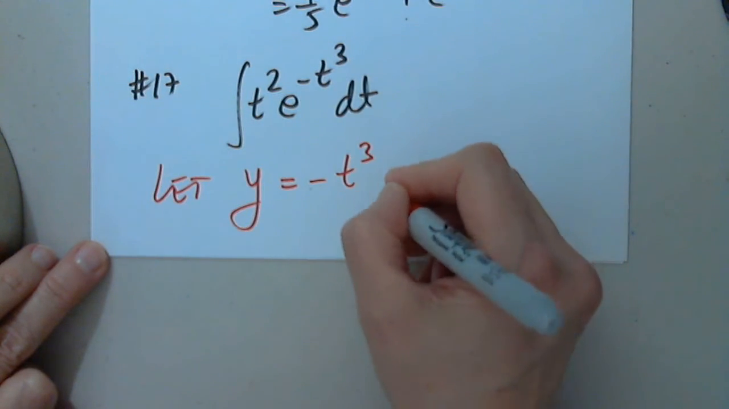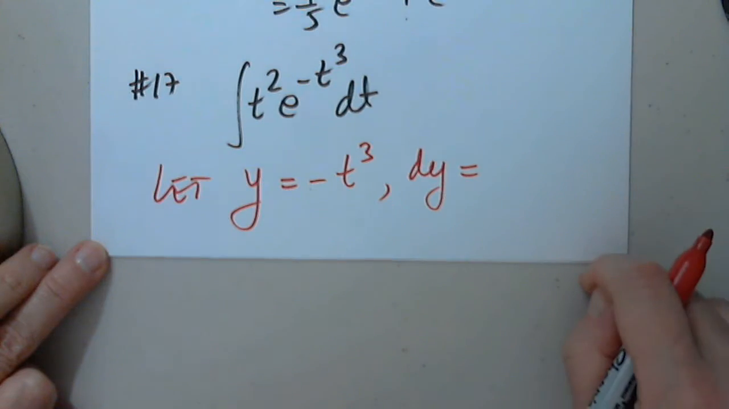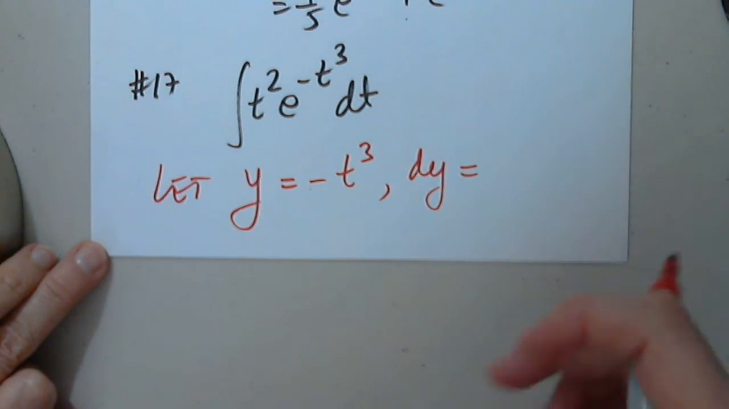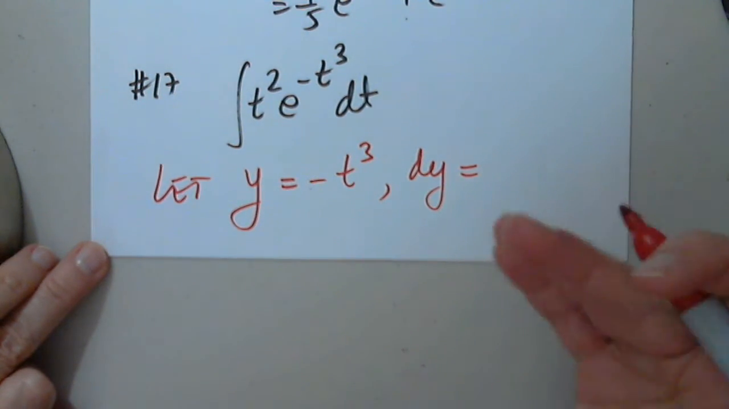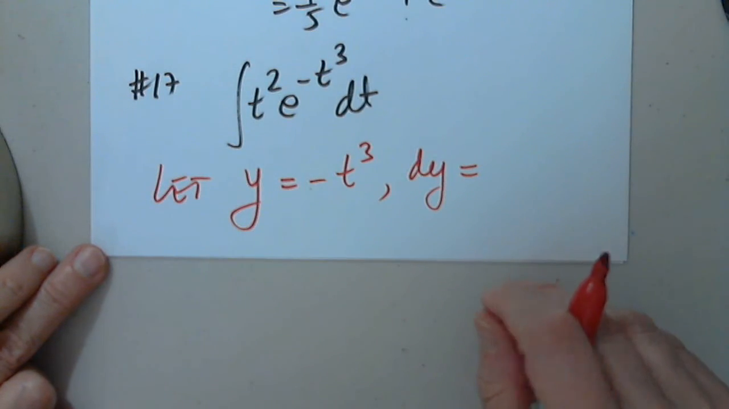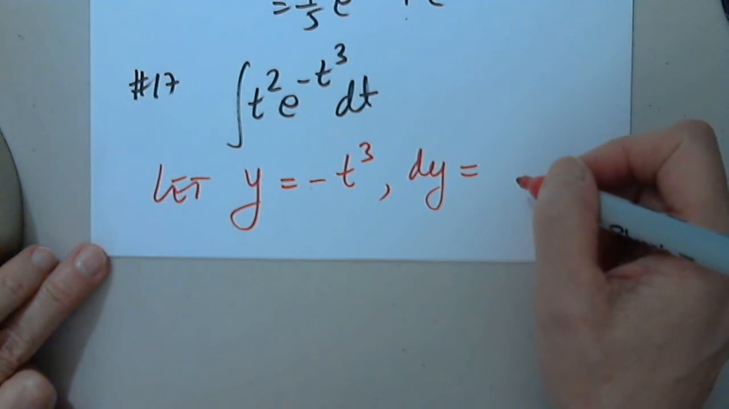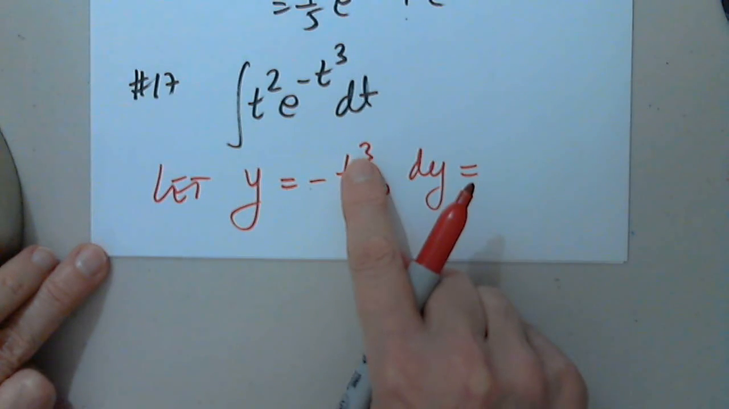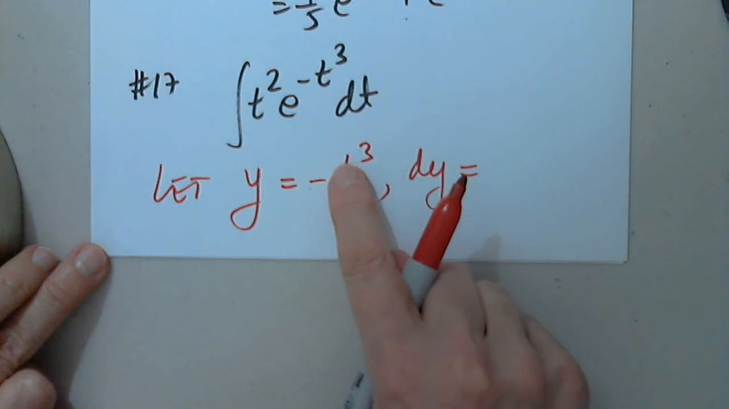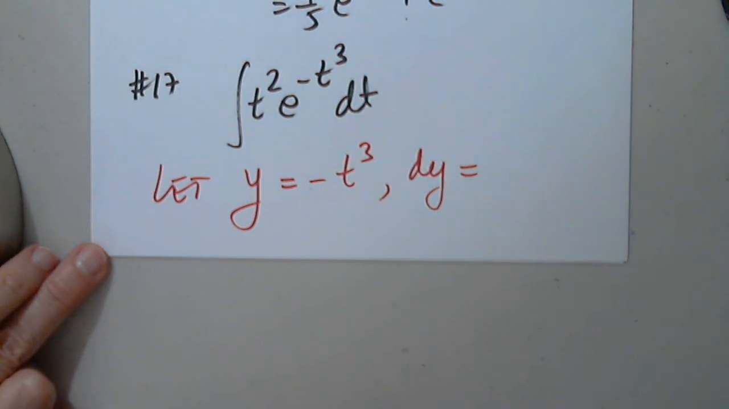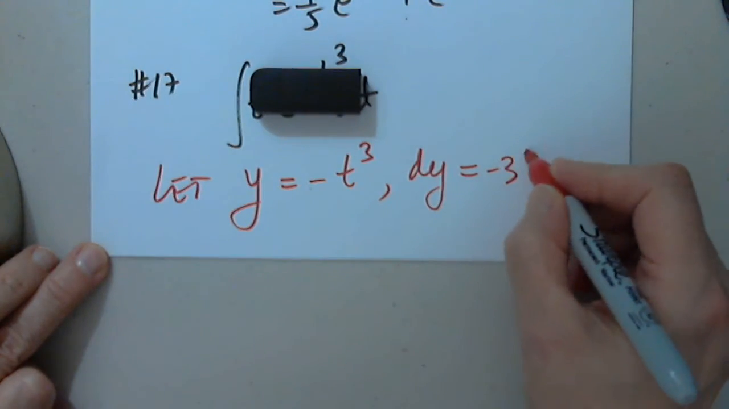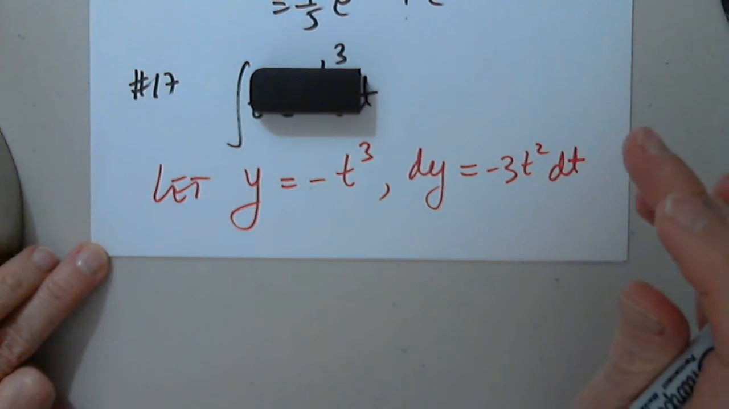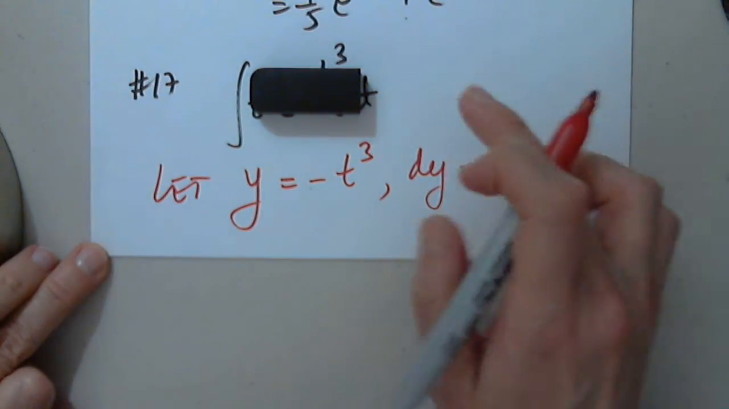Of course, and after that we have to determine dy. What do we get? 2t dt. Careful. Negative 3t squared times dt. Brilliant. And now let's see what we have.